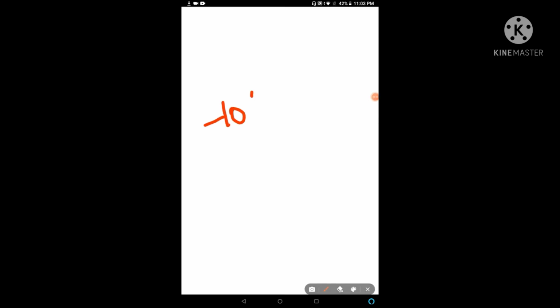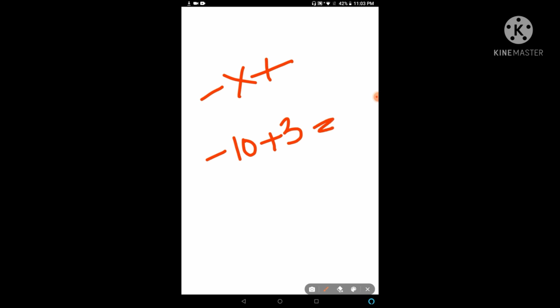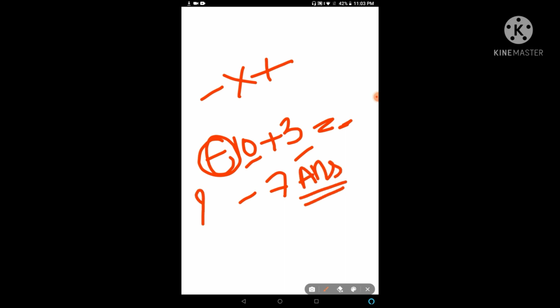Okay, now if I give you minus 10 and plus 7, then, okay, let me change the number. This is minus 10 plus 3, then minus into plus will be minus. So iska answer aayega minus. 10 minus 3 will be 7, but sign kaun sa aayega 10 ka, kyunki 10 aur 3 mein bada digit kaun sa hai, 10, so answer is minus 7. This is our solution.